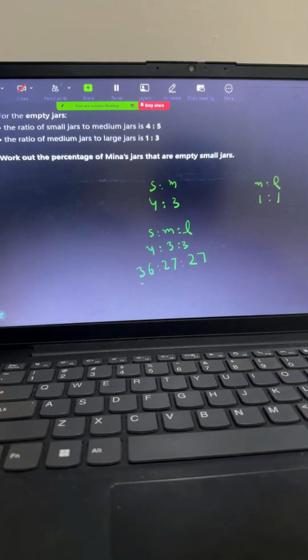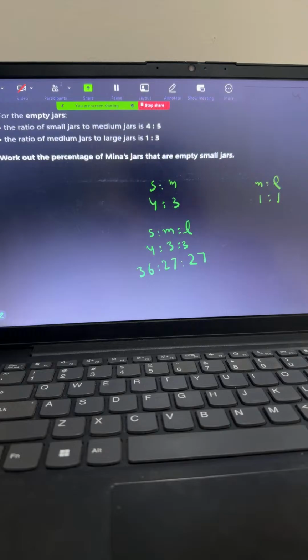So 9 is our scale factor over here, and how do we find the scale factor? There are total 90 empty jars, right? We add all of the parts, I mean we add all of the ratios and divide 90 by it to get the scale factor, and then multiply the scale factor with each of the ratios. Okay. Yeah, I get some idea. It's much easier to understand now than before.